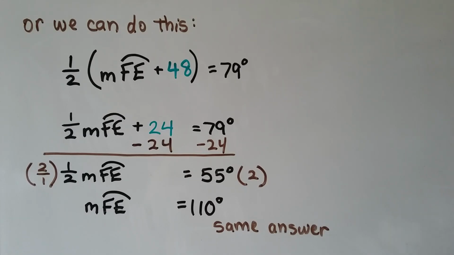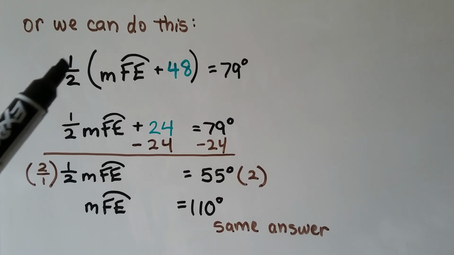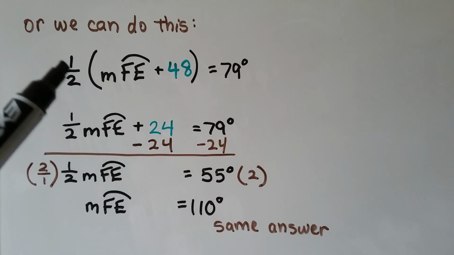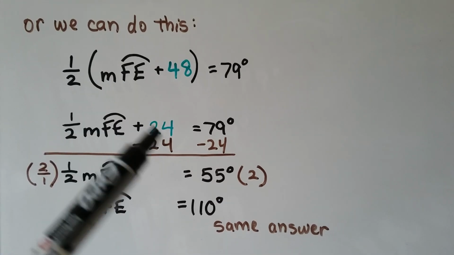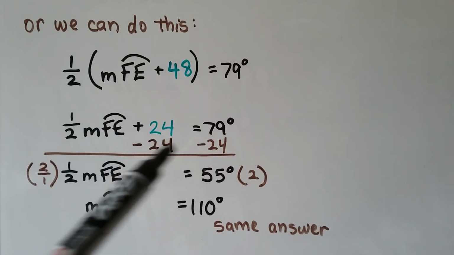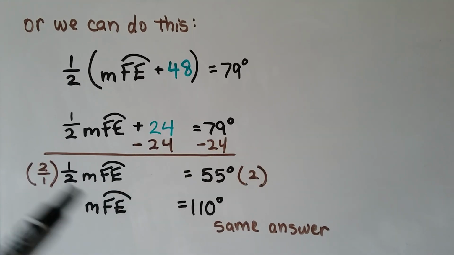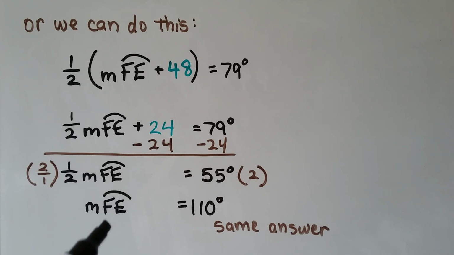Now, when we were looking for the measure of arc FE, we also could have just done half the measure of arc FE plus half 48 is 24 equals 79. Subtract 24 from each side, and then multiply both sides by 2 to get that the measure of arc FE is 110 degrees. Same answer, I just wrote it over 2 in the other way.